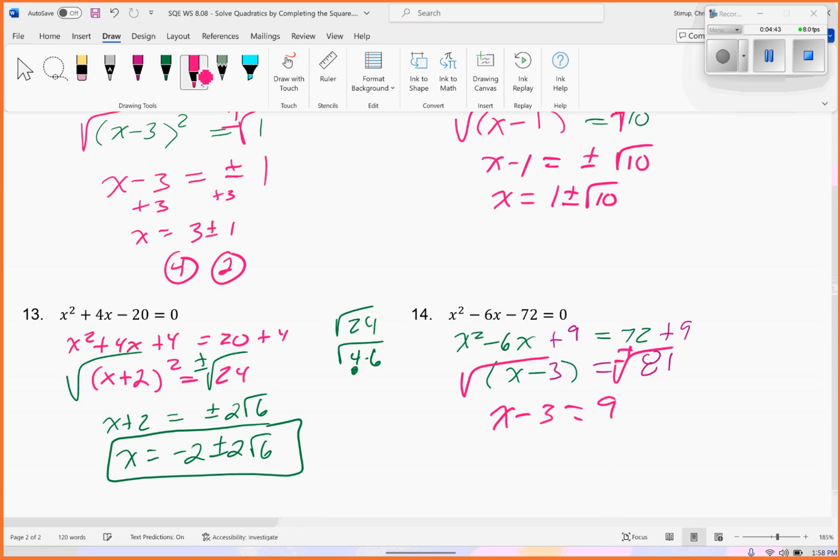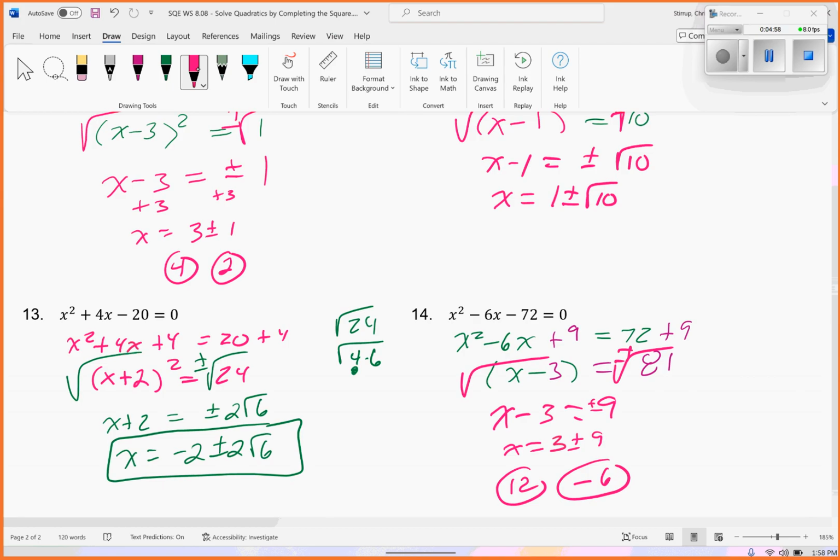Okay. And don't forget the plus minus. So I'm going to add 3 to both sides. So 3 plus 9 is 12. 3 minus 9 is negative 6. There's my 2 answers. And again, those would be where they cross the x-axis.